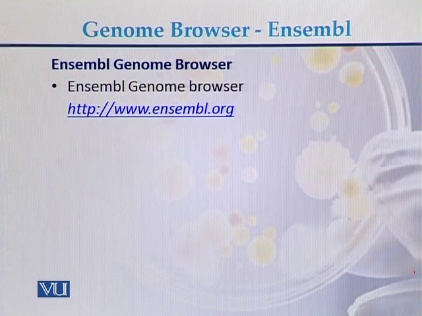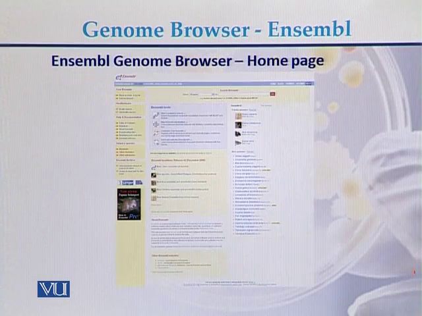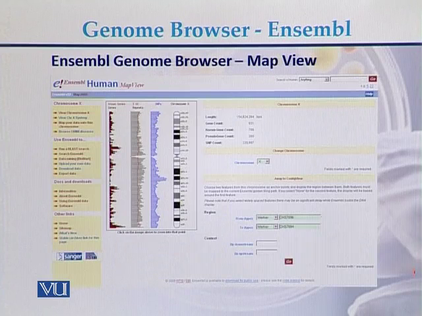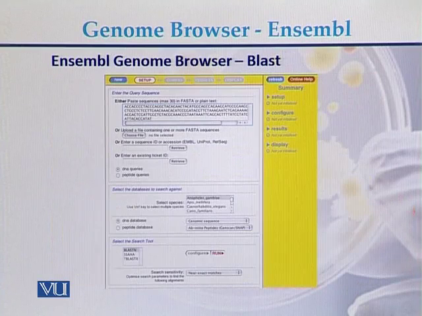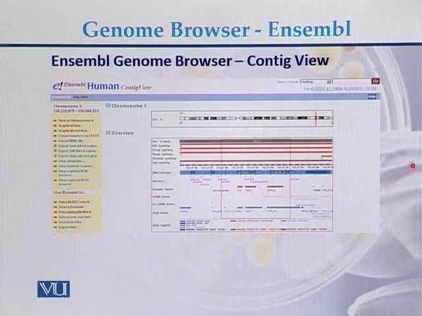This is the link of the Ensembl Genome Browser. This is the home page of Ensembl Genome Browser. In case of Ensembl Genome Browser, this is the map view. So here we can see the map view of the chromosome. The next is Ensembl Genome Browser BLAST. If we want to blast the nucleotide sequence, with the help of Ensembl Genome Browser, we can blast the DNA sequences.